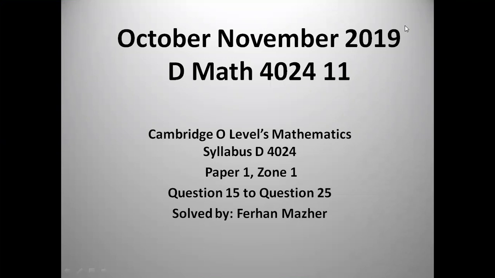Right now, I am with the 11th Cambridge class, and the subject we are studying is D-Maths 4024. This is Cambridge O-Levels Mathematics, Syllabus D, and the code of the subject is 4024. Today, we have set our hearts to solve a theory paper, and we have selected a paper 1, and that paper is October-November 2019 1-1.